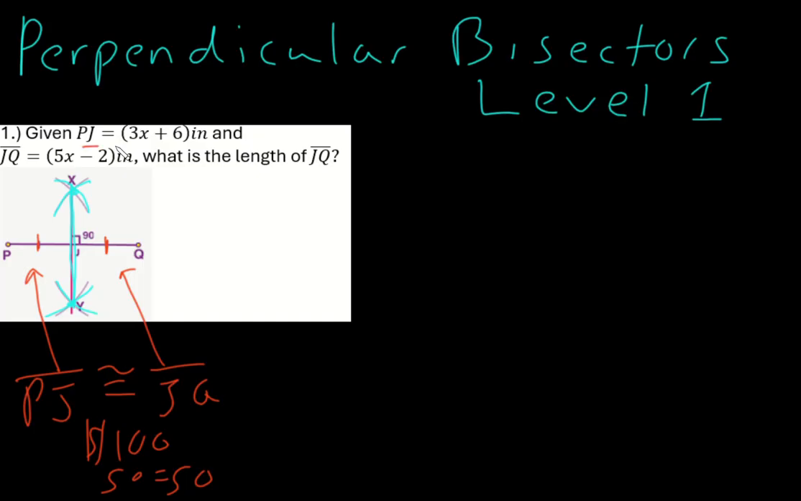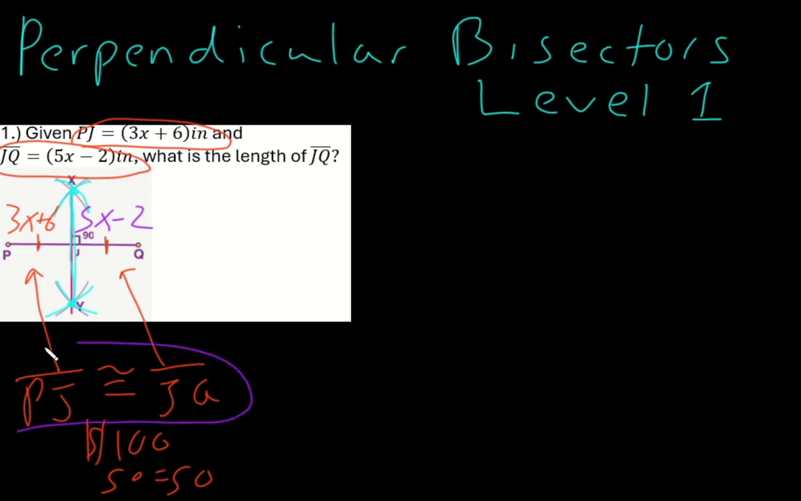Now this says line segment PJ is equal to 3x plus 6 inches, and line segment JQ, let's use a different color, is equal to 5x minus 2. And what did we say? PJ must be congruent to JQ because the line was cut in half. Well, since that's true, we can write 3x plus 6 is equal to what we have on the right, 5x minus 2. Now, we started solving problems like this in our last class.